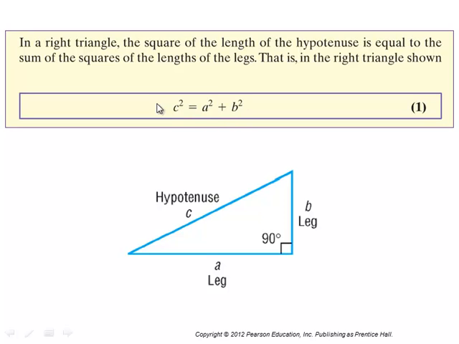In other words, here's that famous equation right here: A squared plus B squared equals C squared. So if you know the length of any two sides of a right triangle, you could always find the third one just by using this equation.